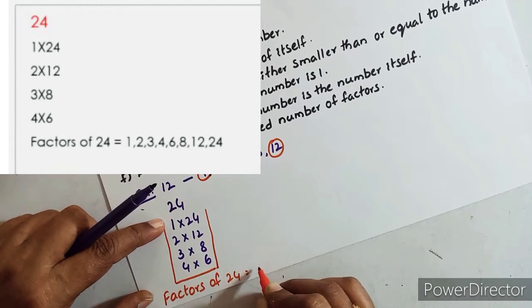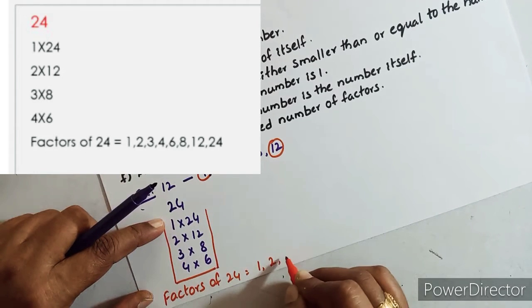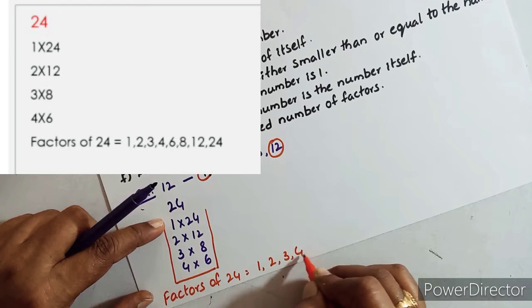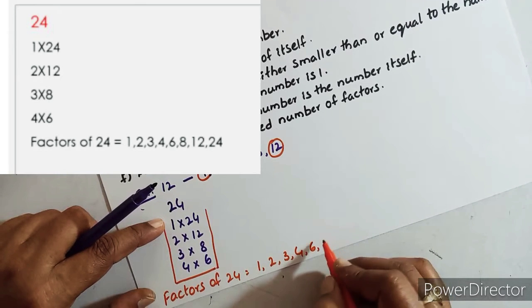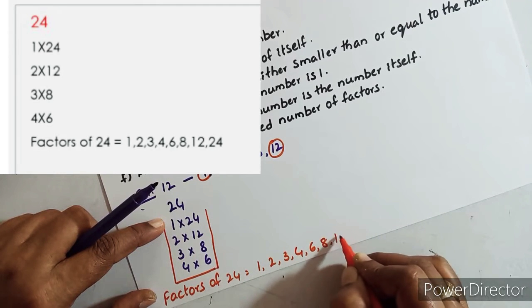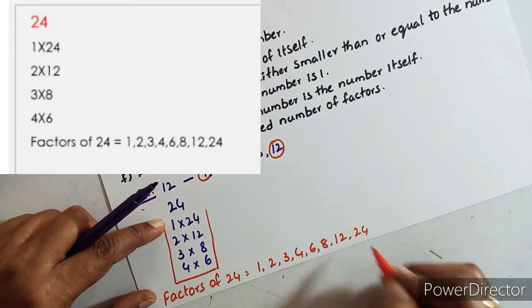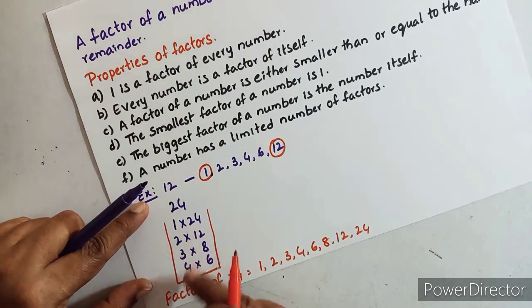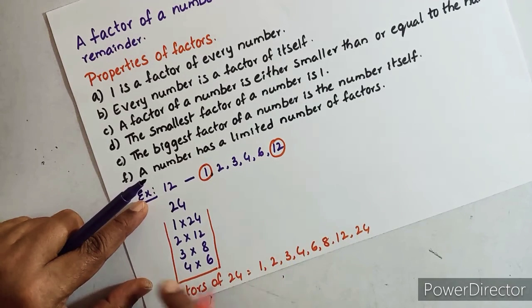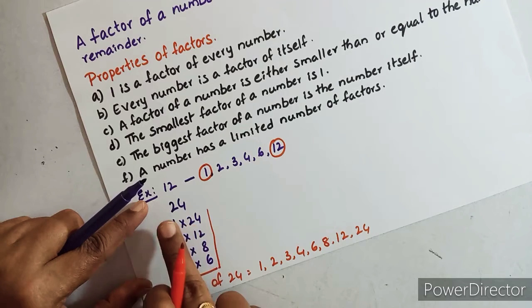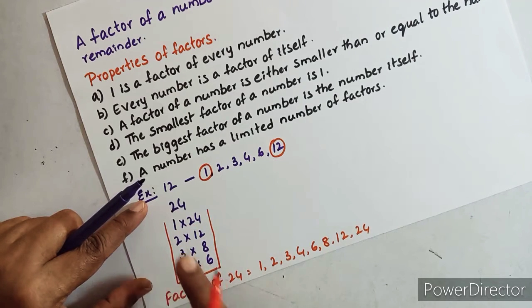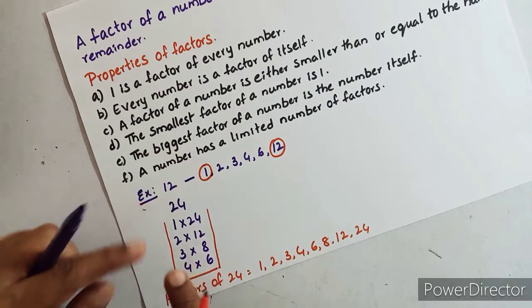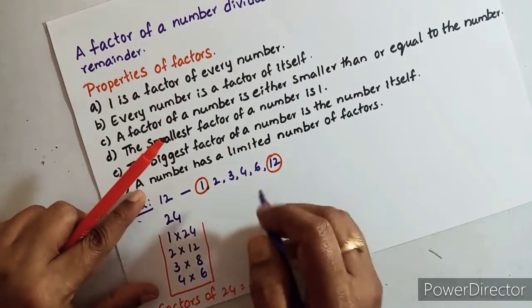We can start like this: 1, 2, 3, 4, 6, 8, 12, and 24. So when you write the given number as the product of as many possible ways as you can find, those many ways you can write, and those all are called the factors of the given number. Come on, let us try with one more example.